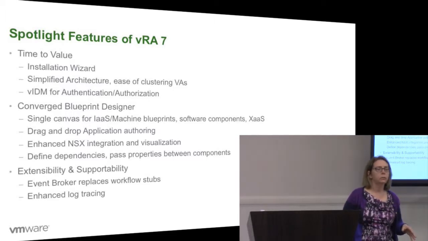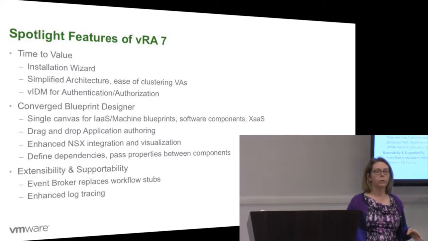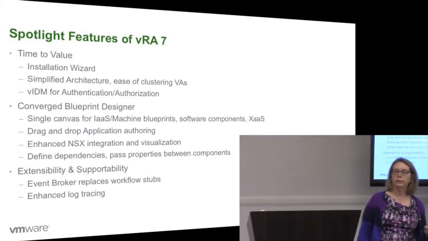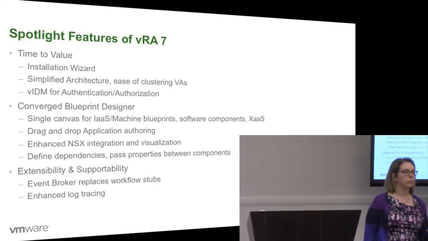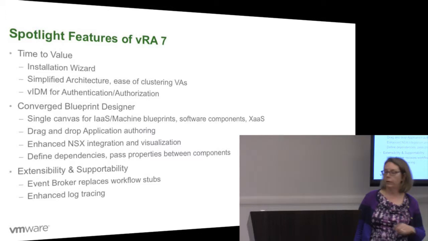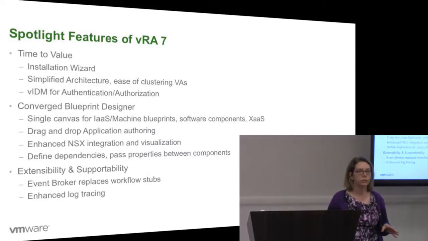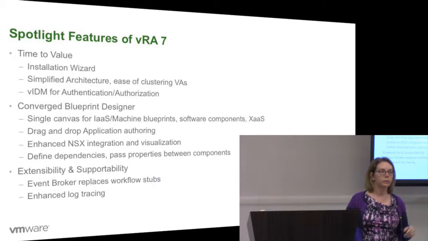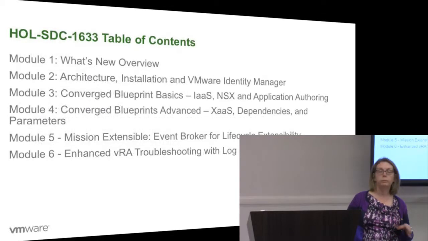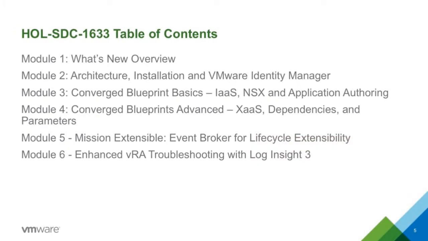And then last but not least, we have the extensibility and supportability. So the event broker, which replaces the workflow stubs that we had in version 6 or even version 5.2. And the enhanced logging capabilities and the brand new Log Insight content pack. So all of these new features are actually going to be covered in the HOL 1633 hands-on lab. Now the best part is we've actually built some of those templates for you, so you can go in and be able to actually play with stuff that we've already built for you, some application stacks and whatnot.